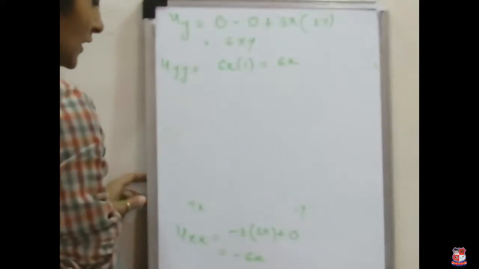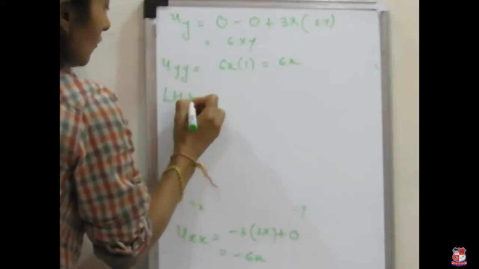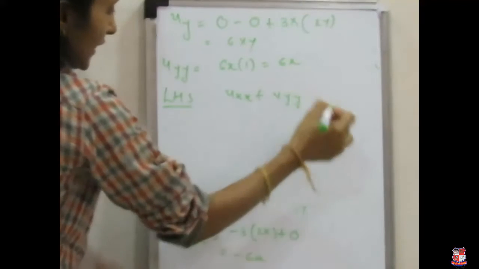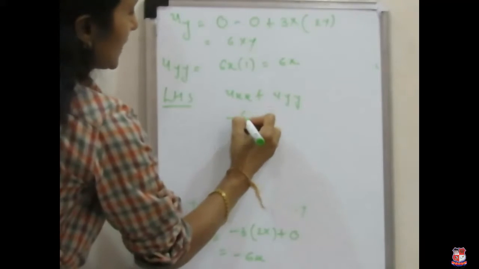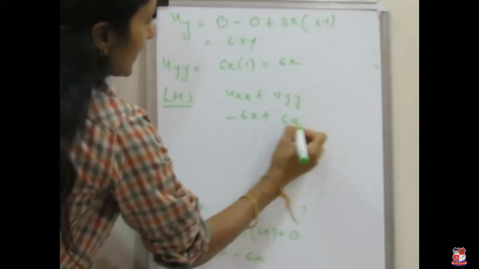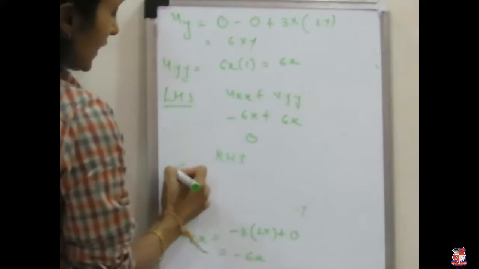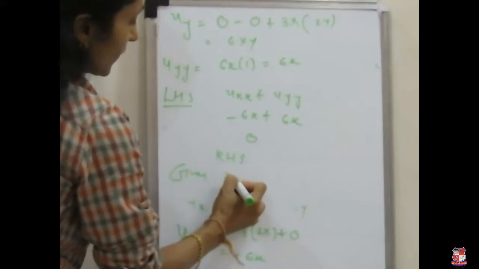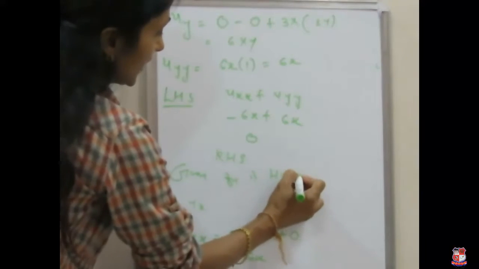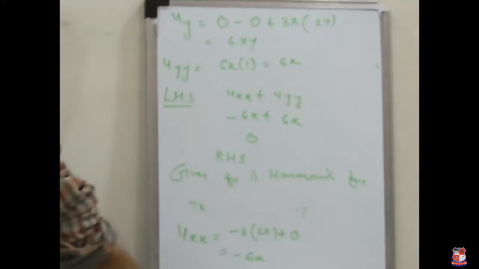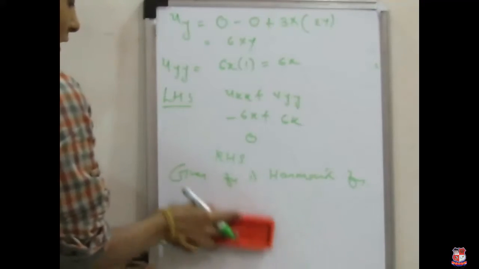For a harmonic function, what is our LHS? uxx plus uyy. uxx is minus 6x plus 6x, which is 0. That is our RHS. Therefore, the given function is a harmonic function. If it satisfies this rule, it is called a harmonic function.